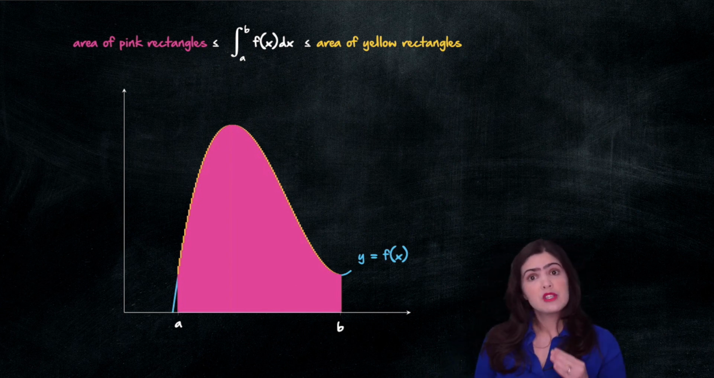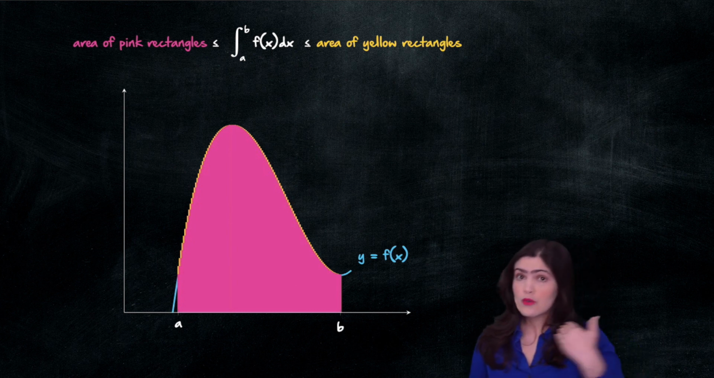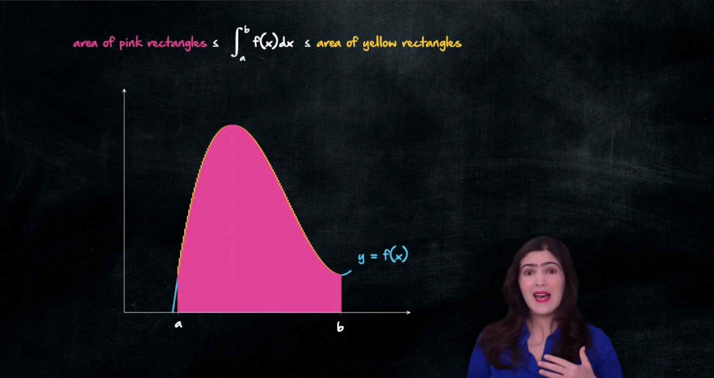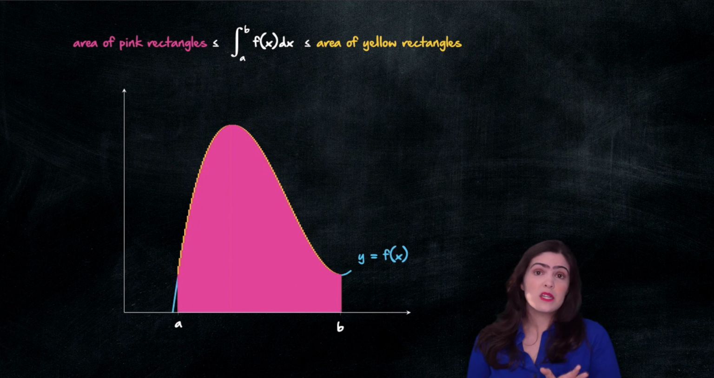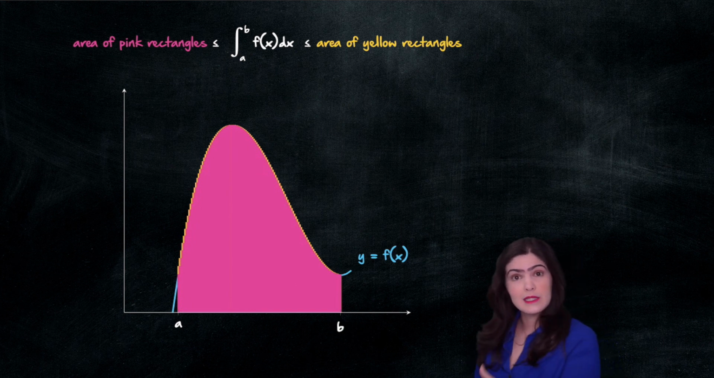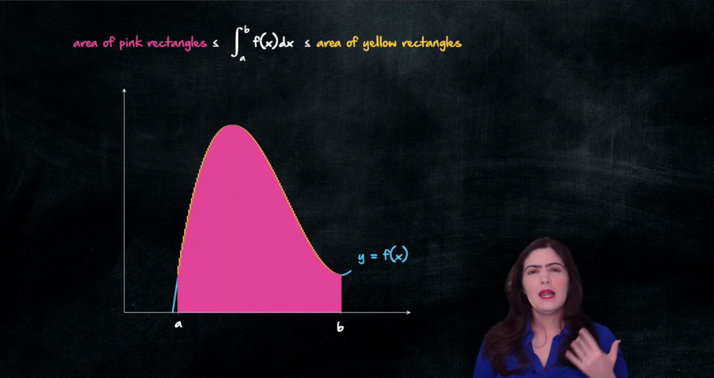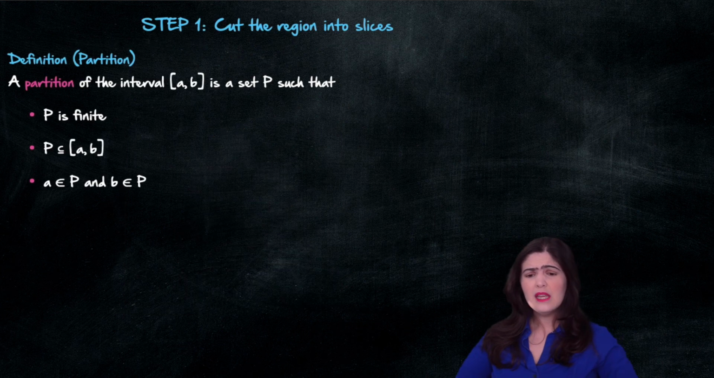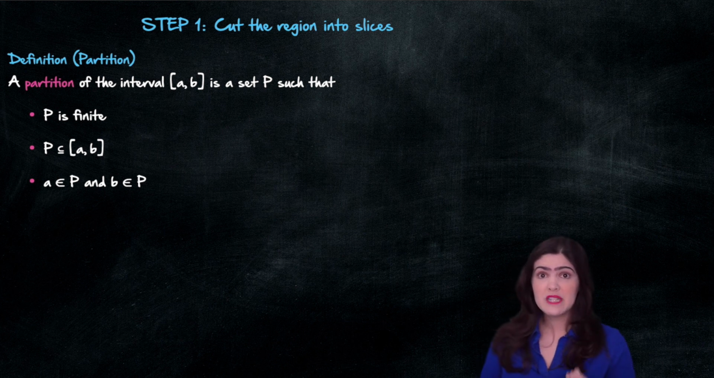We're going to approximate the area of a region by using rectangles, and we're going to underestimate and overestimate that area. And by cutting our region in better ways, or cutting it into more little pieces, we're going to get better and better approximations. And that would be the inspiration for the definition of the integral. So the first step that we did was cutting the region into slices. And this corresponds to the notion of partition.